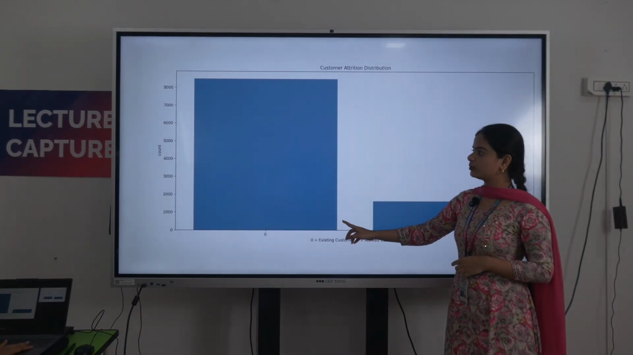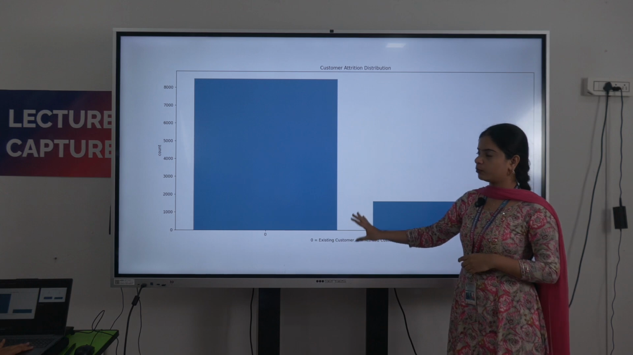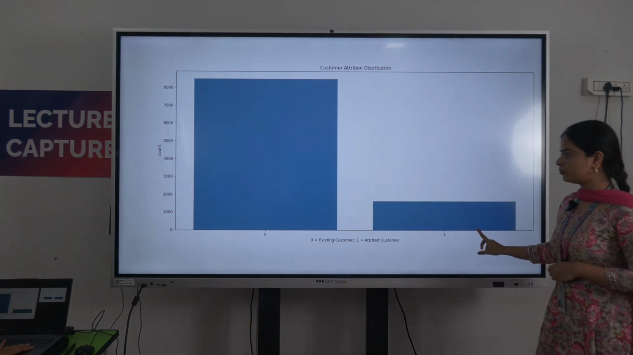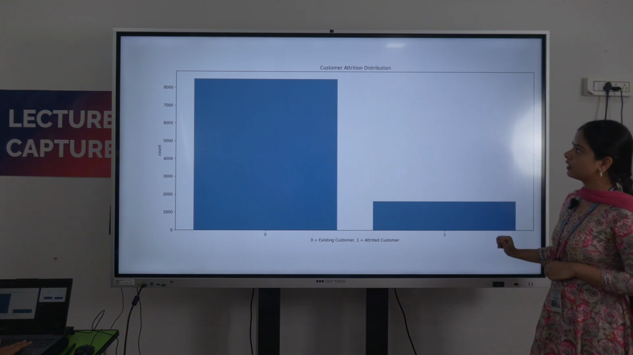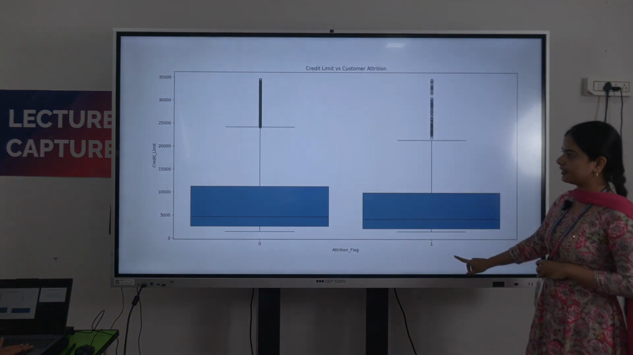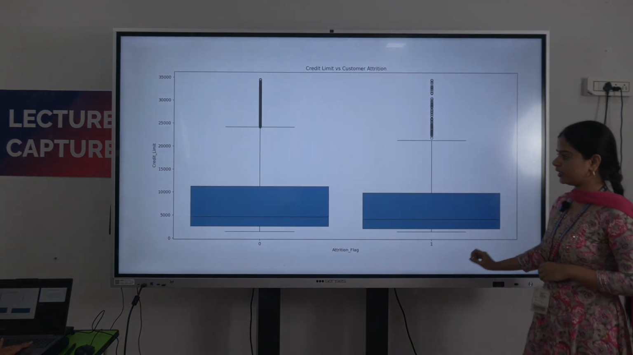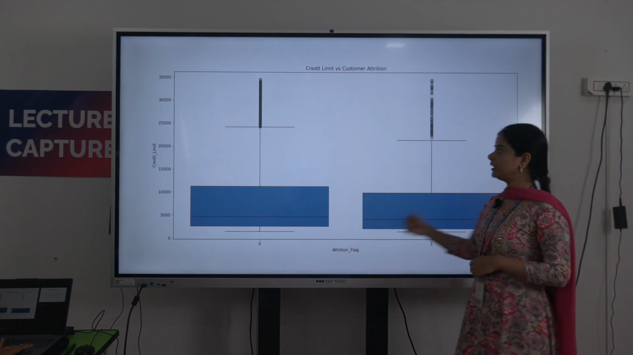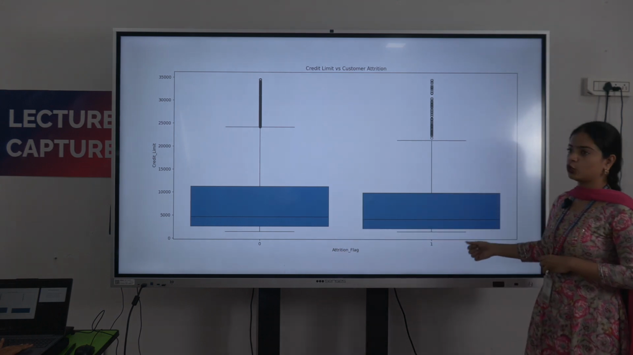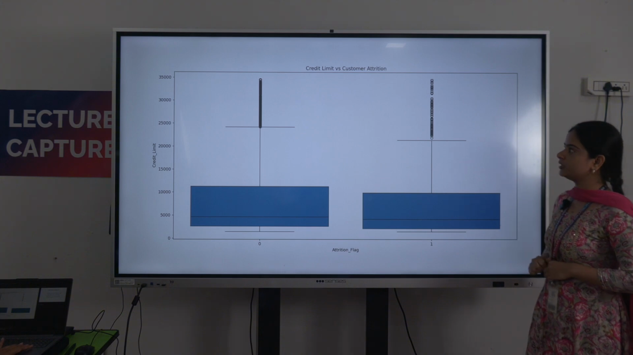This bigger count plot graph represents the normal transactions, and this small count plot represents the fraudulent transactions that happened. And then this is the second output graph of our project. This is the output of normal transactions based on the credit limit, and this is the amount of fraudulent transactions based on the credit limit.